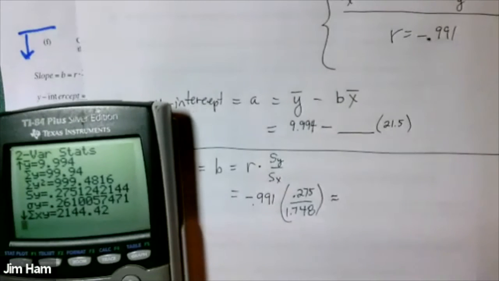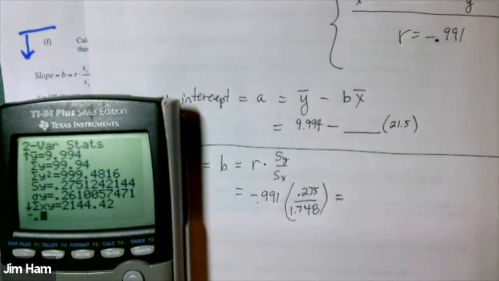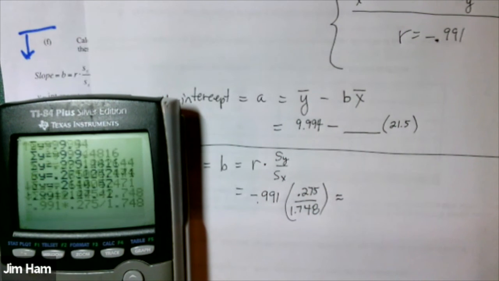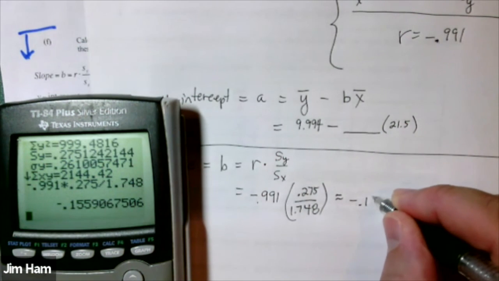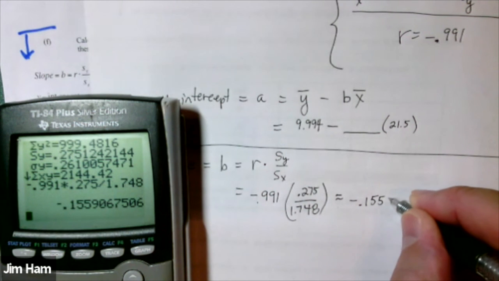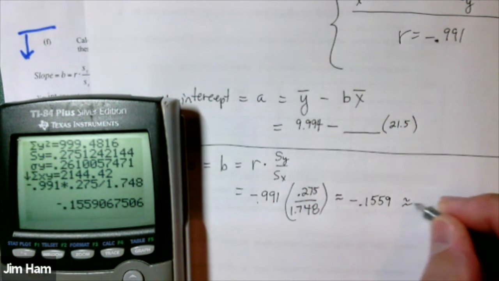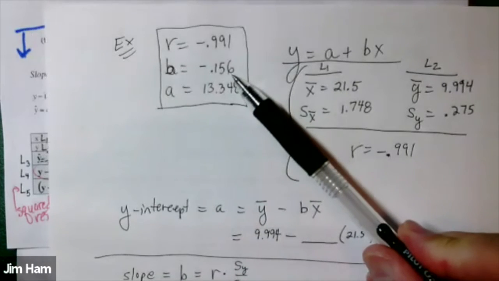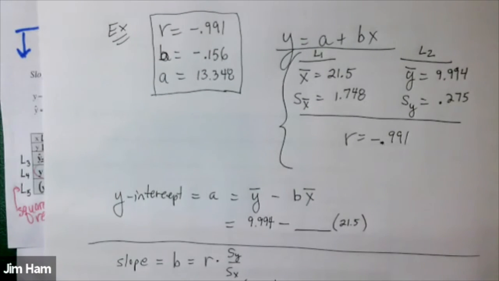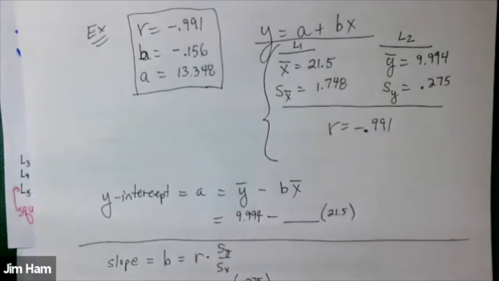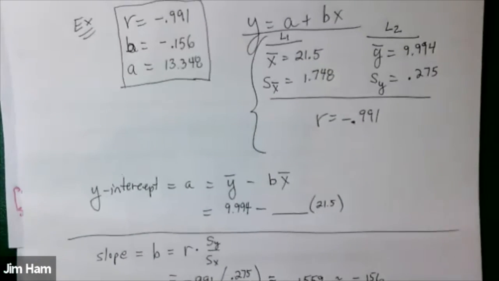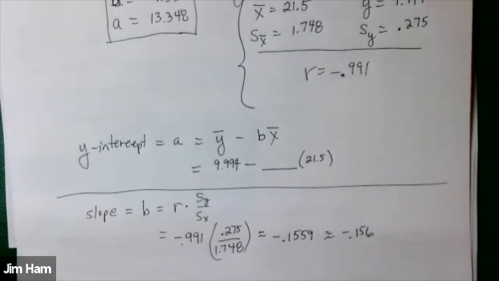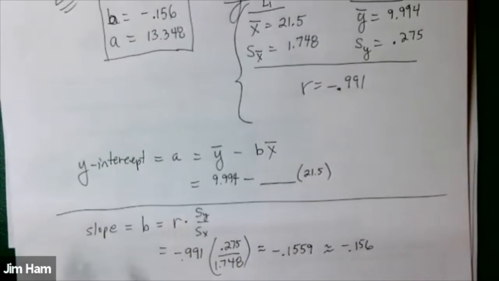Now, minus rounding error, this is going to give us our B value. Let me type it in here. Negative 0.1559, or negative 0.156. And that was exactly what our slope was. So they're showing you the relationship between means and standard deviations of the individual data sets and the correlation coefficient, and how they can be used to calculate the slope and the Y-intercept.